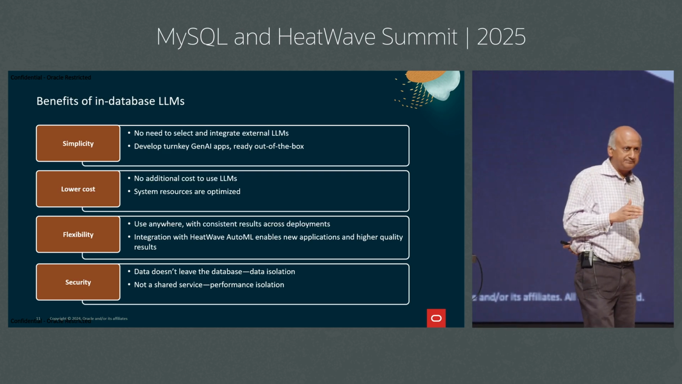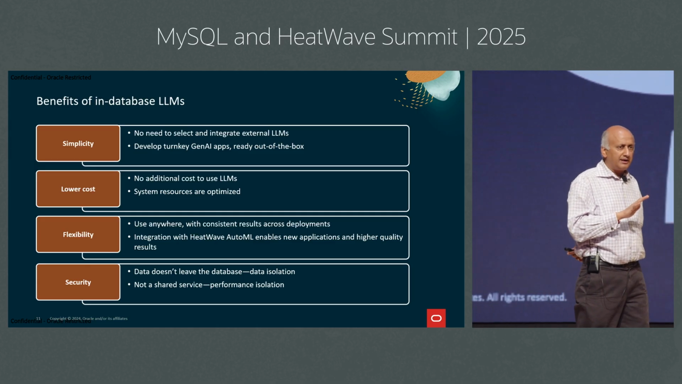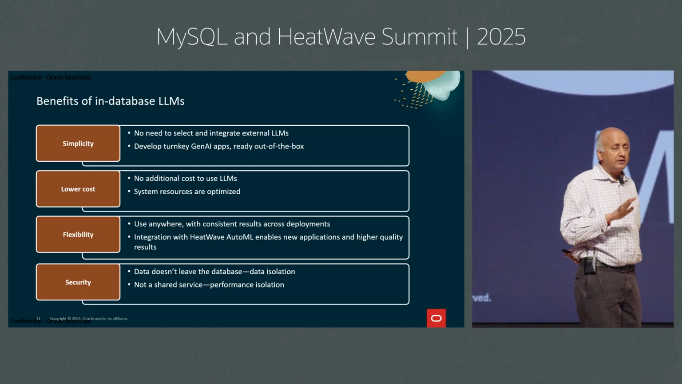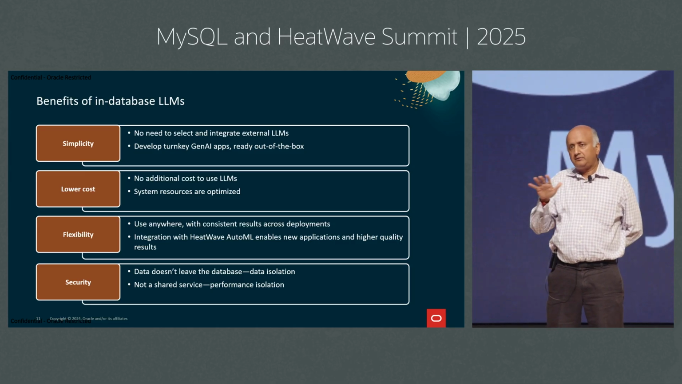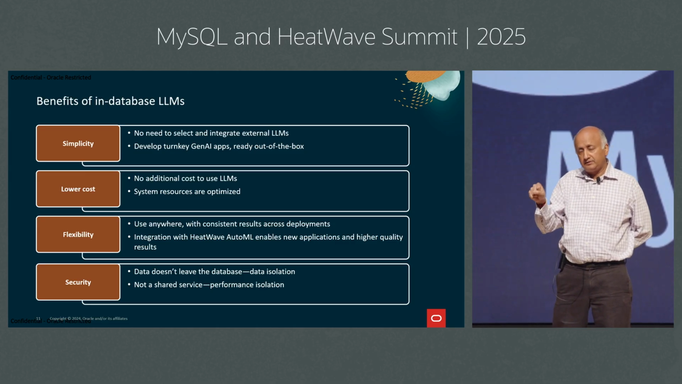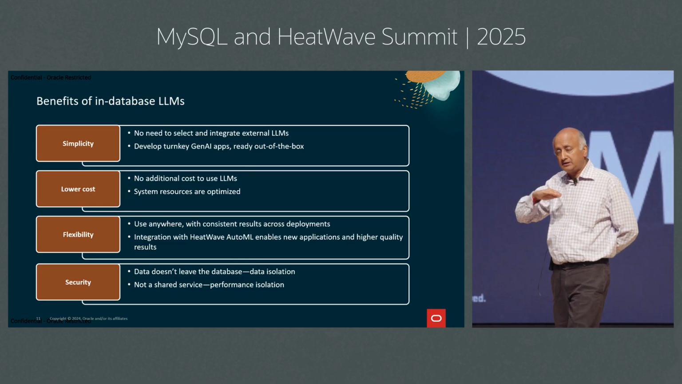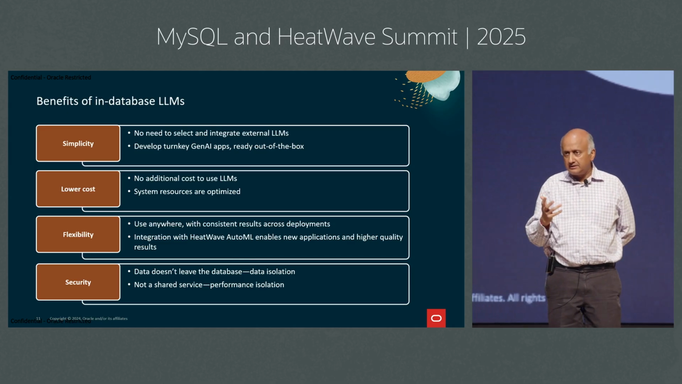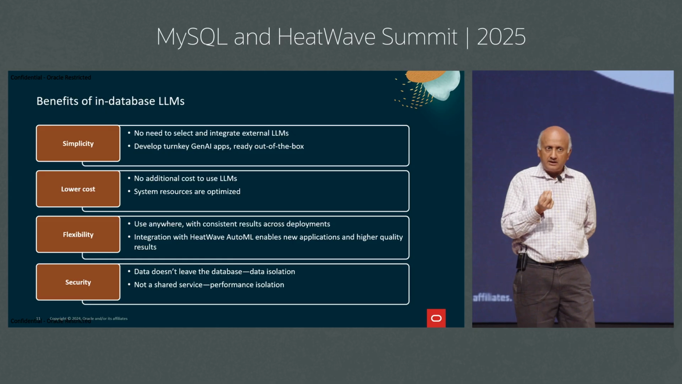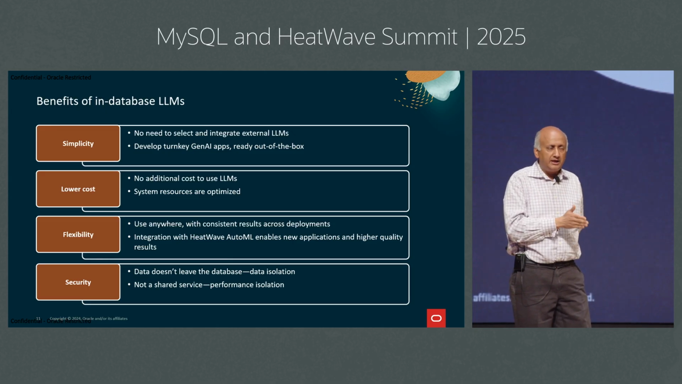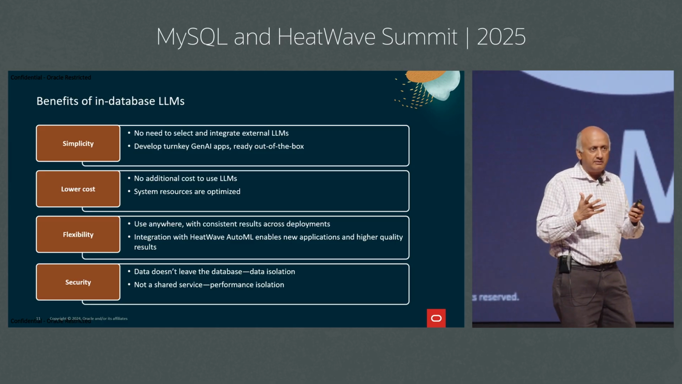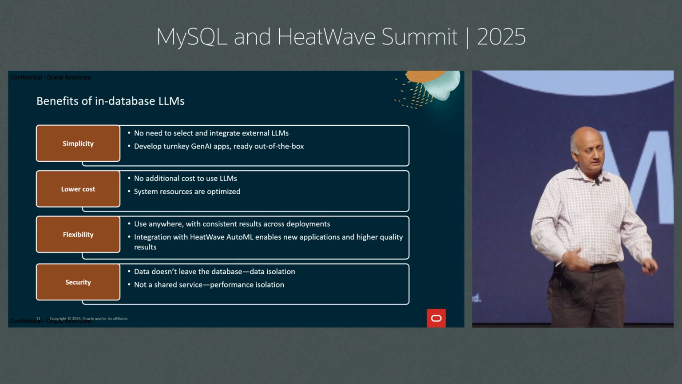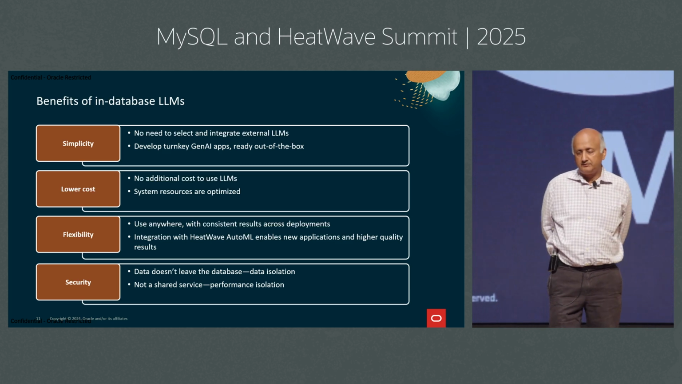Third is the flexibility. Availability of LLMs, availability of GPUs on which the LLMs run is still very limited. So if you look at the number of regions we have and the number of regions where OCI GenAI service is available, it's something which is fast growing, but it's not available everywhere. For instance, in dedicated regions, it takes time. The advantage with in-database LLMs is that wherever HeatWave is available, you can run these in-database LLMs. So wherever HeatWave is available, which is pretty much all public regions and all dedicated regions, customers can build generative AI applications with HeatWave GenAI.